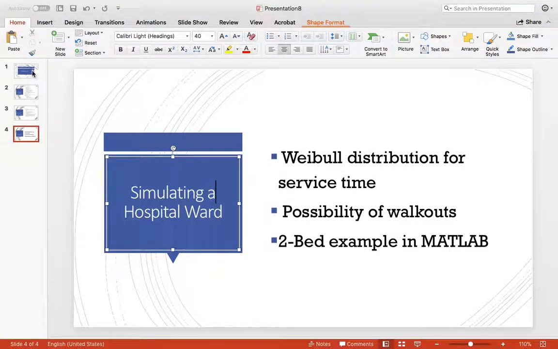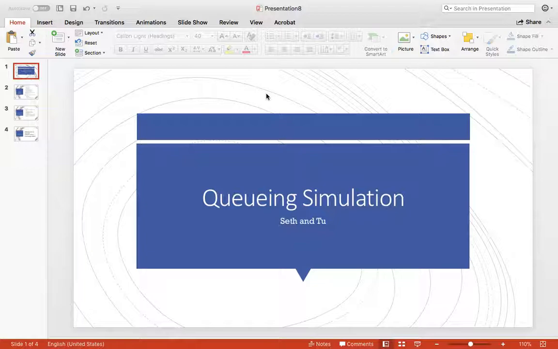Alright, today we will be presenting on queuing simulation. This is Session 2, looking at the Dagpunar textbook of Monte Carlo simulation.